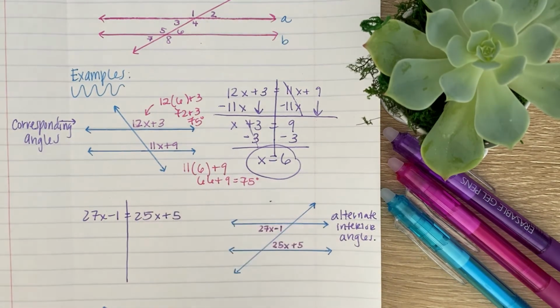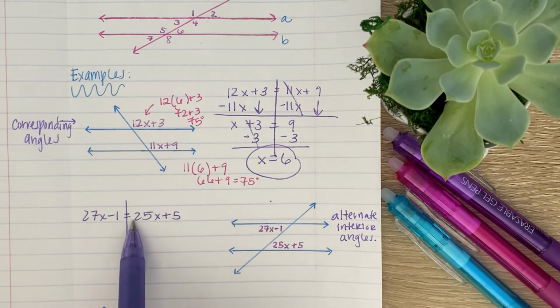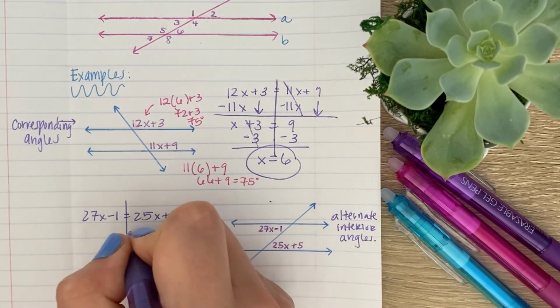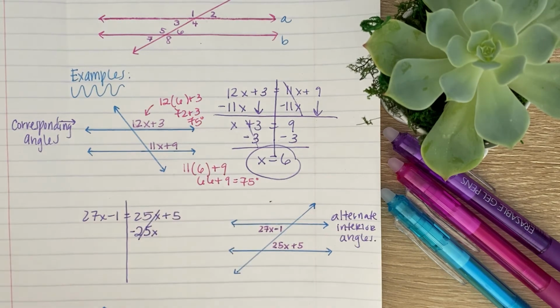So I'm going to draw my line down the equal sign. Remember, your goal here is to get the variable by itself. So let's move the variables to one side and all the numbers to the other. I'm going to work with this 25x first. It's a positive, so to get rid of it, I have to minus 25x. This goes away because that equals 0.